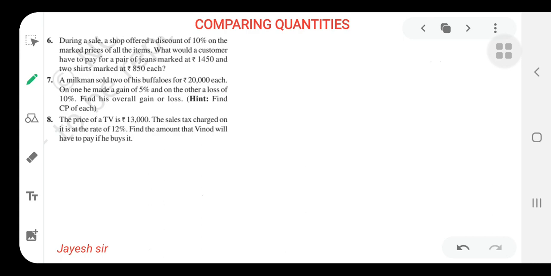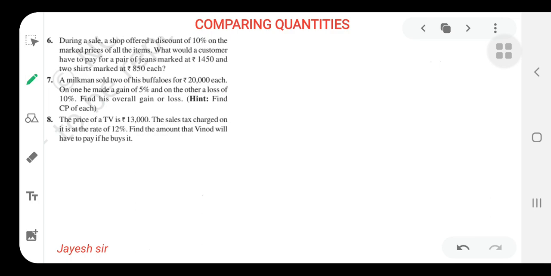So we can say that is the 105%. We can say, because he gained 5% on selling it at 20,000. Second, on the other he got a loss of 10%. That means 20,000 is the amount that is 90% of the cost of the buffalo. I hope you all might be getting it.